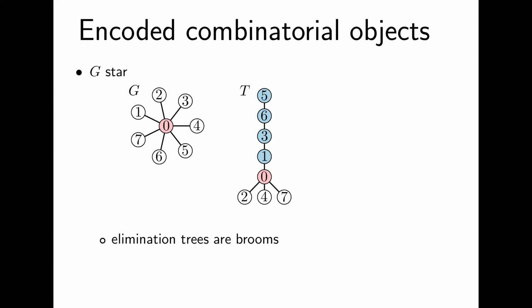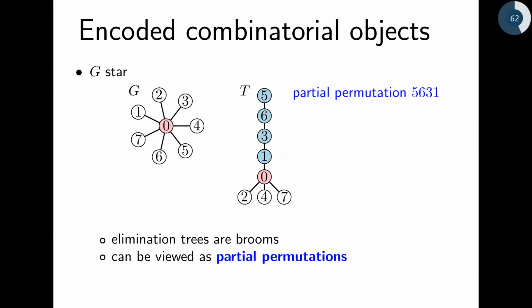And what is the combinatorial object behind it? Or what is the combinatorial interpretation of this? Well, this is what we can call a partial permutation. Basically, you look at the labels that you see in the handle of the broom, and you read it from top to bottom. So you read it 5, 6, 3, 1 in this case. And you forget about everything that you see below here. So a partial permutation is a total ordering of a subset of the leaves. And all elimination trees are in one-to-one correspondence with all the partial permutations that you get.